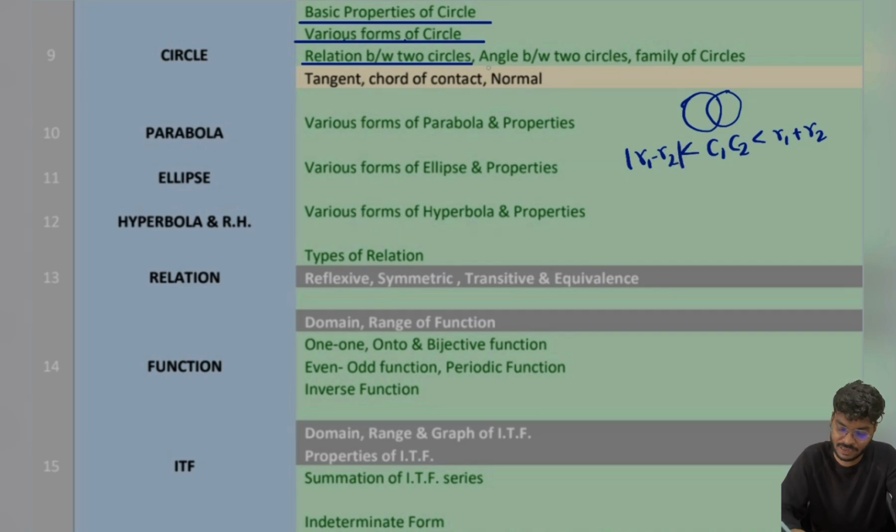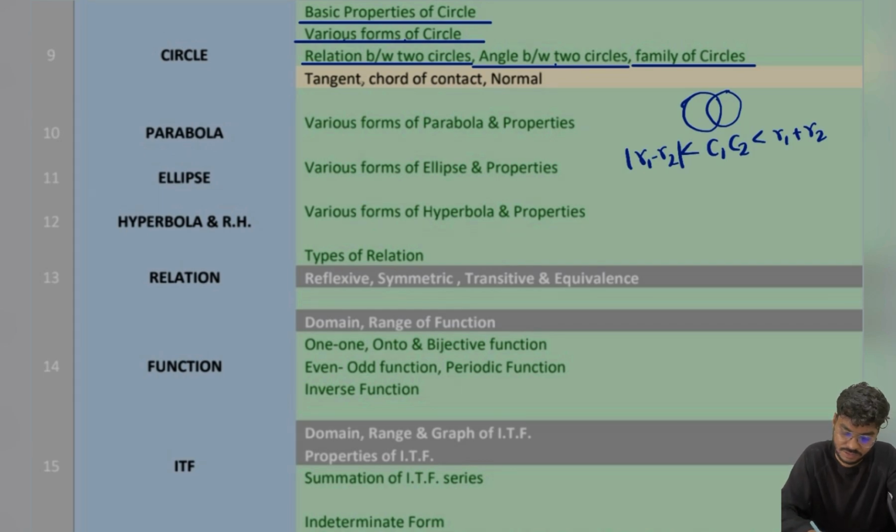Then angle between two circles. What is the angle between two circles if their radii and centers are given? Cos theta equals R1 square plus R2 square minus C1 C2 whole square upon 2 R1 R2, right? Family of circles is not too important, of course. You can skip this particular part, family of circles.